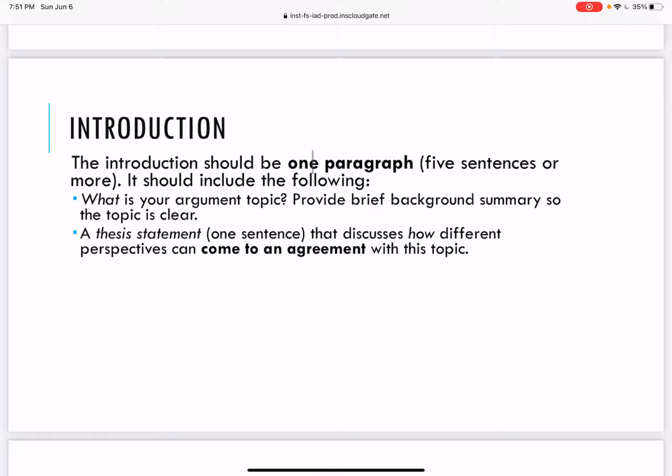The introduction is one paragraph, so 5 sentences or more is a formal paragraph, and it should include just that, we call it background context. And what that is, what's your topic? What's the background information on it? You know, who's impacted by it, or where does it occur, or what's the history, the dates of it, just little brief information. You don't have to get too detailed. When you summarize the main idea of something, you take the main idea. You don't focus on the concrete details.